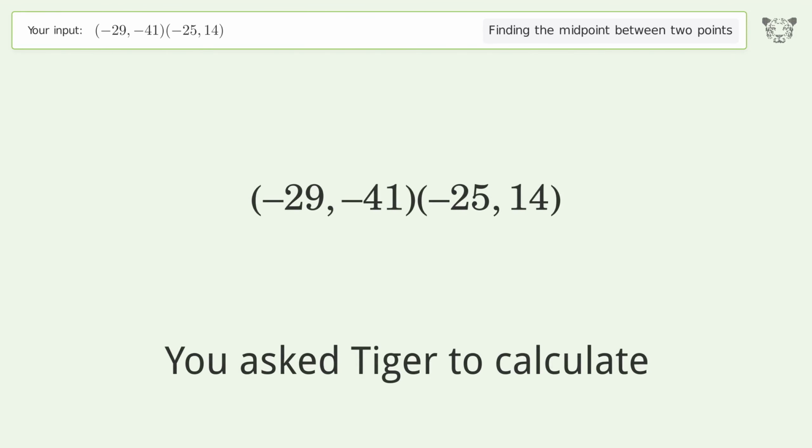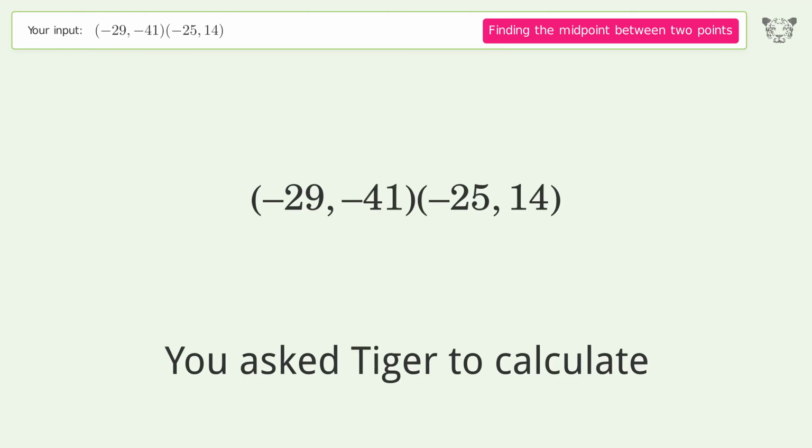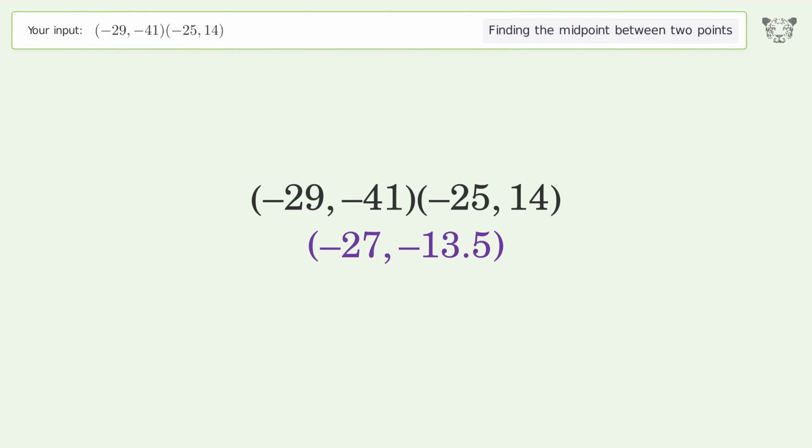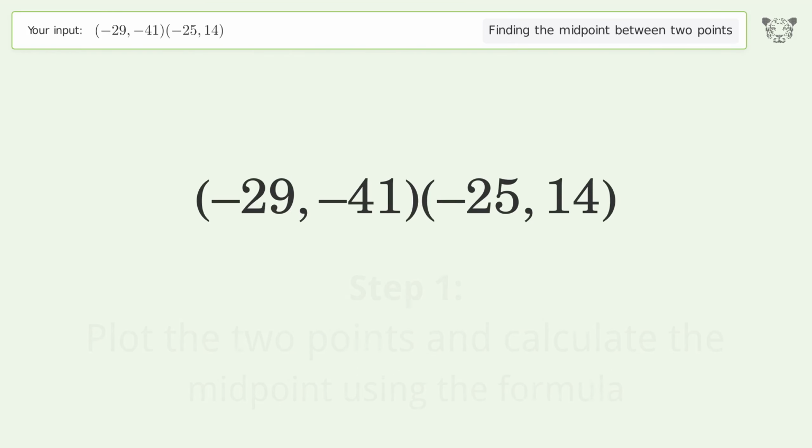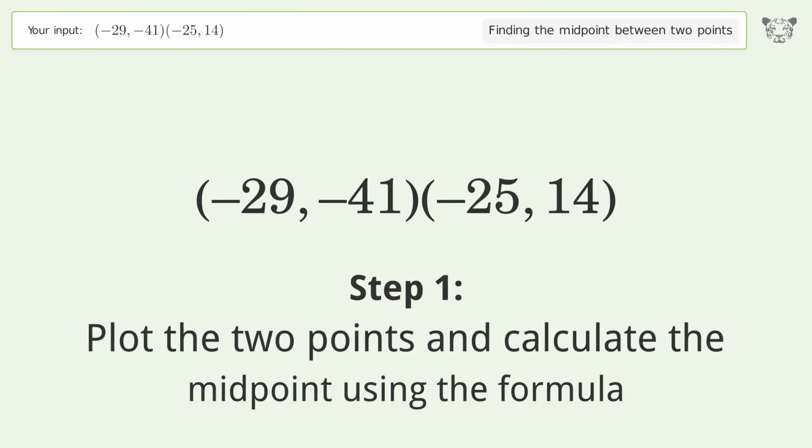You ask Tiger to calculate. This deals with finding the midpoint between 2 points. The midpoint between the 2 points is -27, -13.5. Let's solve it step by step. Plot the 2 points and calculate the midpoint using the formula.